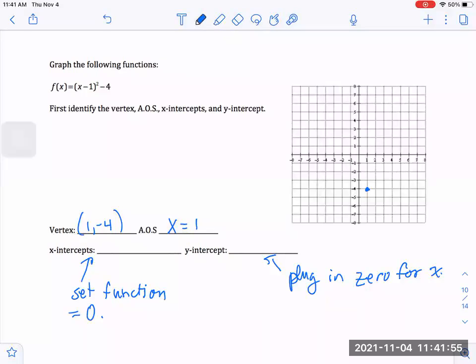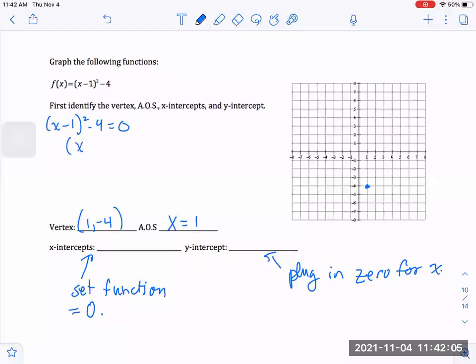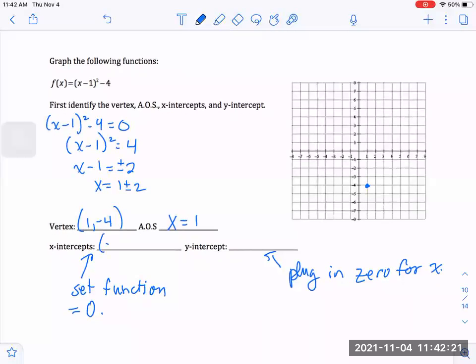So I'm going to find the zeros or the x-intercepts by doing this. And I'll add 4 to both sides. And then take the square root. So 1 plus or minus 2. So my x-intercepts would be -1, 0, and 3, 0. So plot that. -1, 0, and 3, 0.